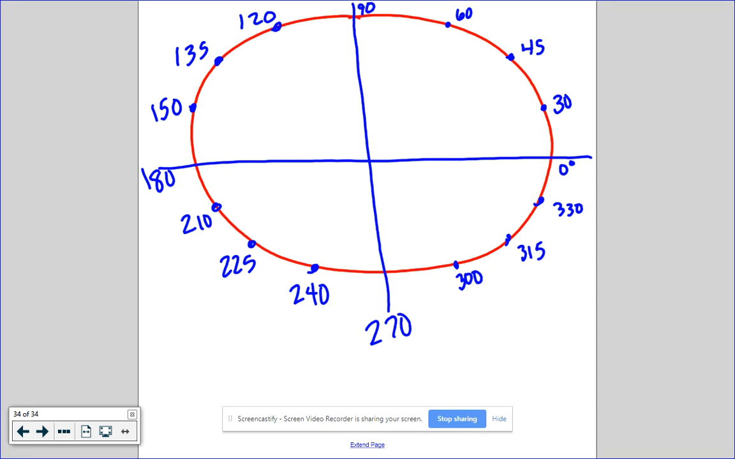Okay, so the four quadrant values, 0, 90, 180, and 270, those are pretty easy to learn, right? Not terribly difficult. They're either 1, 0, 0, 1, or the negatives of those. So that's not hard. It's learning the ratios up the sides and around. That's what makes this difficult.